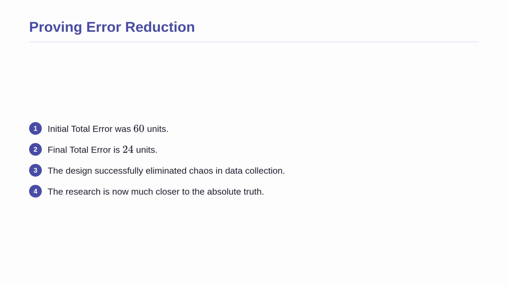So, we have proven that the error drops significantly. Let us look at the mathematical reasoning behind this shift. We started with an initial total error of 60 units, driven largely by chaotic data collection. By introducing a design, we brought the total error down to 24 units. This is a huge improvement. Physically, this means the research is now much closer to the absolute truth. It perfectly demonstrates that a proper research design is essential to control mistakes. You cannot always eliminate sampling error, but you can absolutely control human error through rigorous planning.